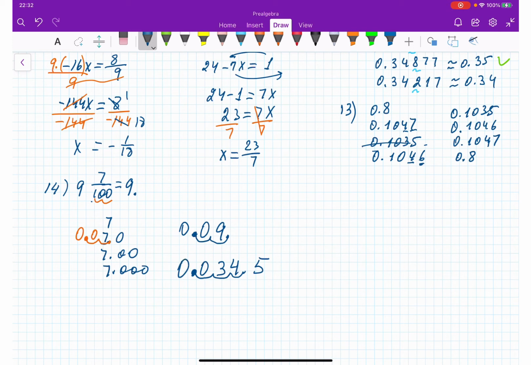Now I have to divide by 10,000. 4 positions. And my number is, let's say, 4.21. So I have to go 4 positions to the left. 1, 2, 3, 4. Full stop. See? Between the old decimal point and this new one, there are 4 positions. So the new number is 0.000421. Okay?